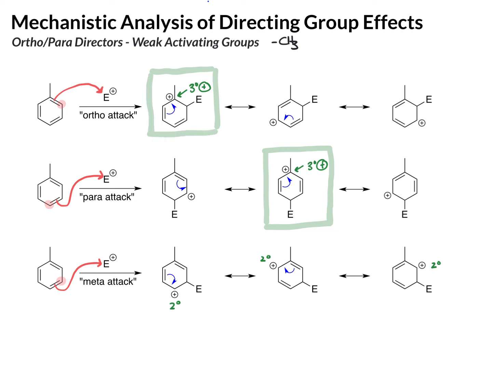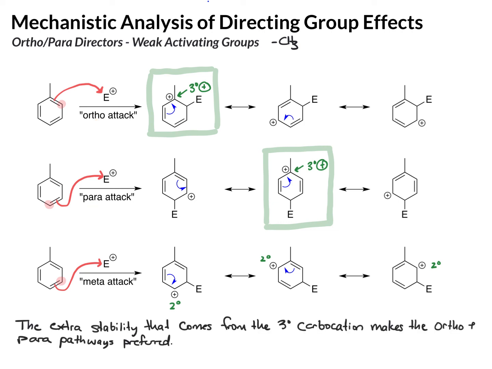And the fact that this carbocation ends up in both the ortho and para pathways is why this weak activating group like a methyl will give you both ortho and para products. So what we can say is that the extra stability that comes from the tertiary carbocation makes the ortho and para pathways preferred here.